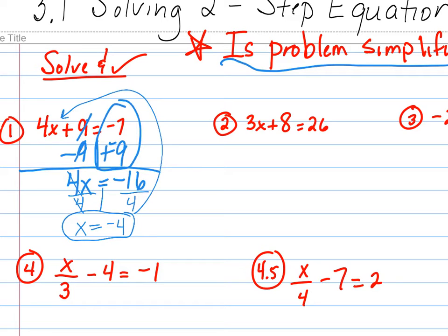When you check this, you're going to write 4 times negative 4 plus 9. And we want to know, is that equal to negative 7? Well, this is an order of operations problem too. 4 times negative 4 is negative 16 plus 9. Is that negative 7? So it checks.